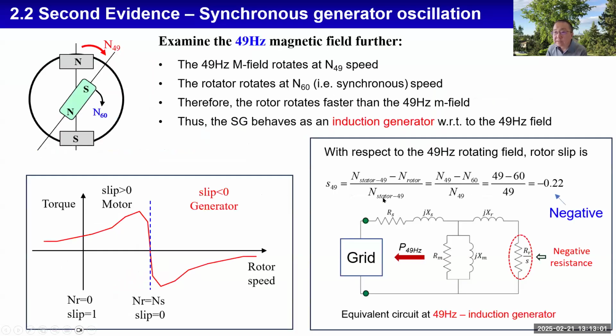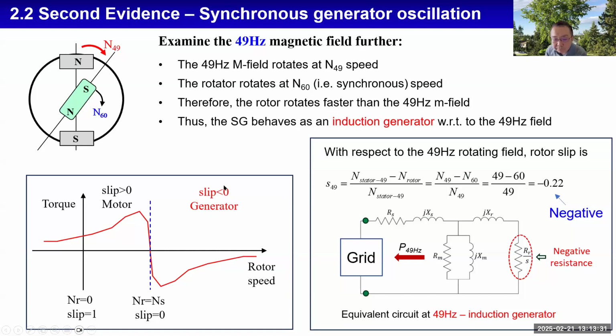Of particular interest is the 49 hertz magnetic field. So we look here: 49 hertz on the stator, and the rotor rotating at 60 hertz. So basically, we have a stator magnetic field rotating slower than the rotor magnetic field. This is essentially an induction generator effect.